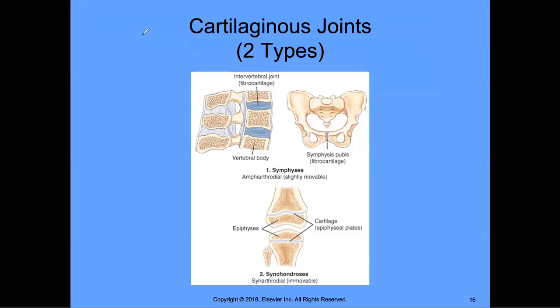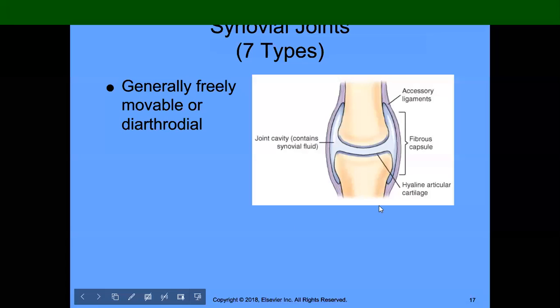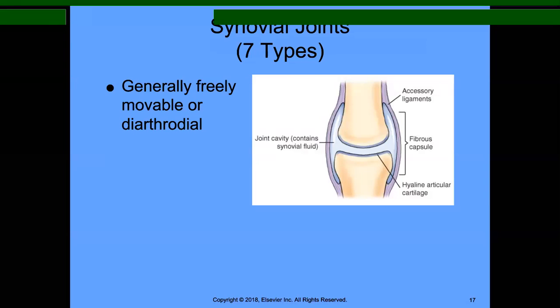Let's look at the next category. This one is the one that we have most of. This is the synovial classification of joints. Again, we said that most of these joints are generally freely movable, or we consider them to be diarthrodia. That's what diarthrodia means, right? Freely movable. And these joints will have a fibrous capsule that contains synovial fluid. And this is a unique characteristic to this type of joint.